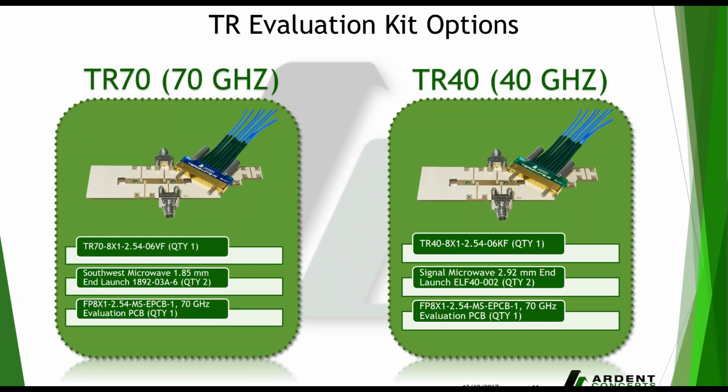So when it comes to our TR evaluation kit offerings, we offer them in two varieties, the TR70 and the TR40. The 70 for 70 gigahertz applications and the 40 for 40 gigahertz applications. What's included in these eval kits is a TR Multicoax connector. This is an 8-channel connector that we offer in the standard eval kit. 2 Southwest Microwave edge launch connectors. In the case of the 70 gigahertz version, they're 1.85 connectors. In the case of the 40 gigahertz evaluation kit, they're 2.92 edge launch connectors, or K connectors. And then our Ardent evaluation board with a TR Multicoax footprint on that.